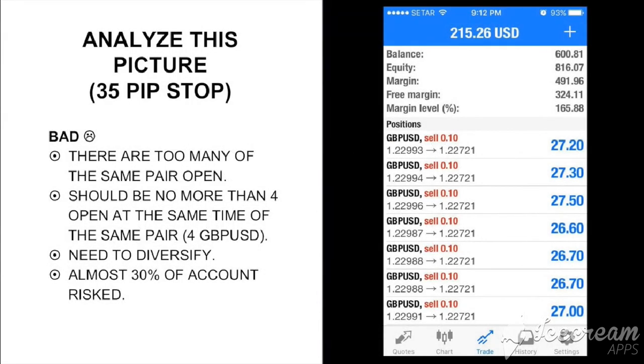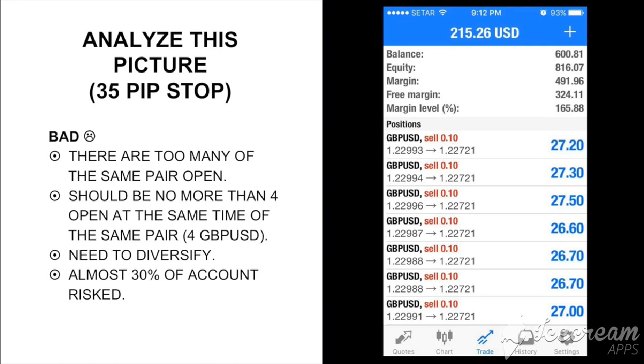Now looking at this, first of all, let me set the story for you. Just imagine that this person had a 35 pip stop. Okay, that means their stop loss is set to 35 pips away from their entry. Now, why is this trade bad? Let's look at this because I want you guys to see this. Maybe this looks like you right now. The bad thing is there are too many of the same pair open.